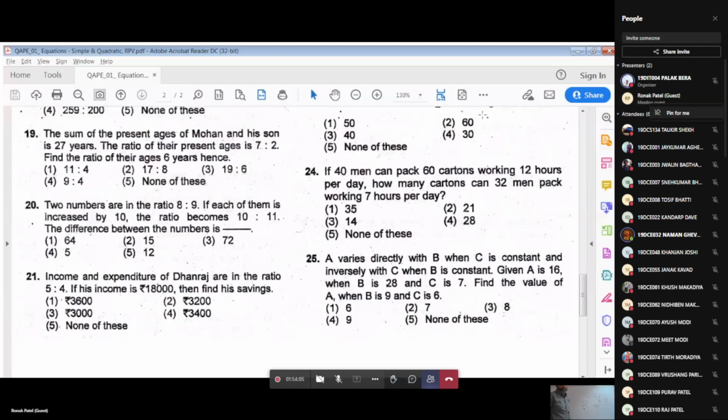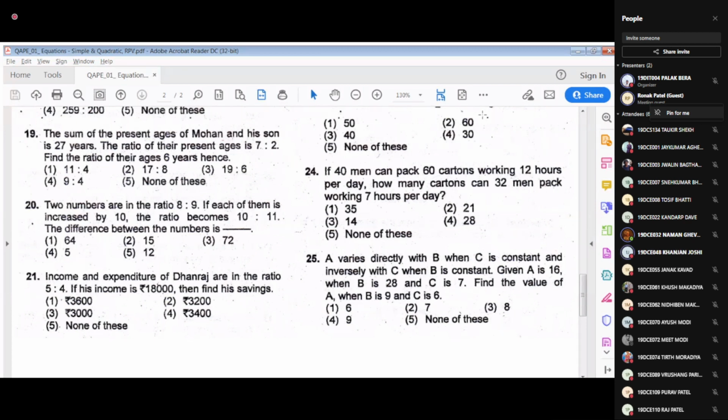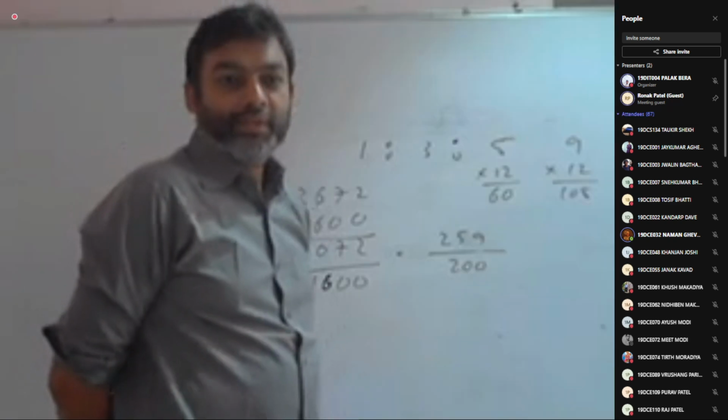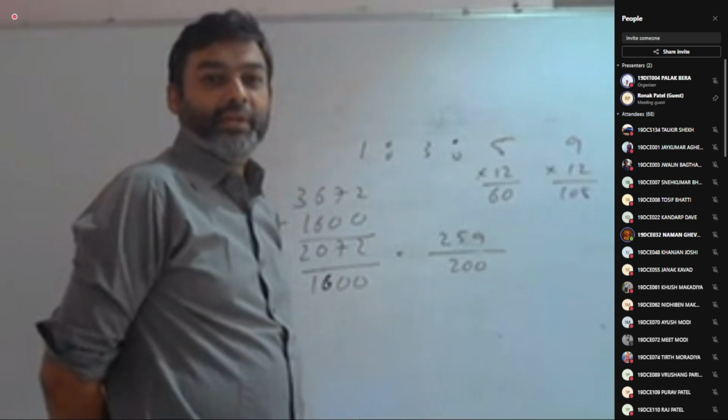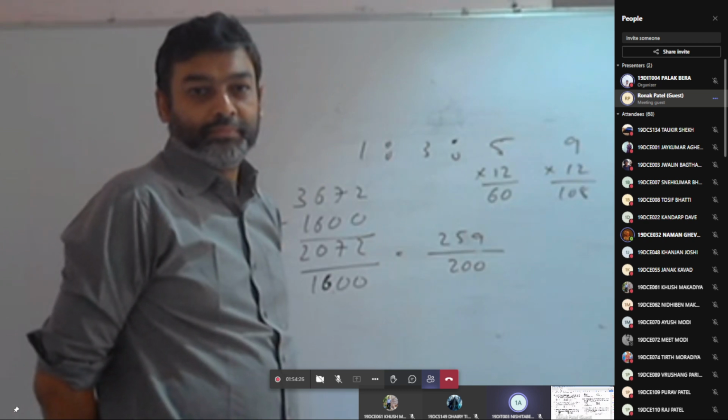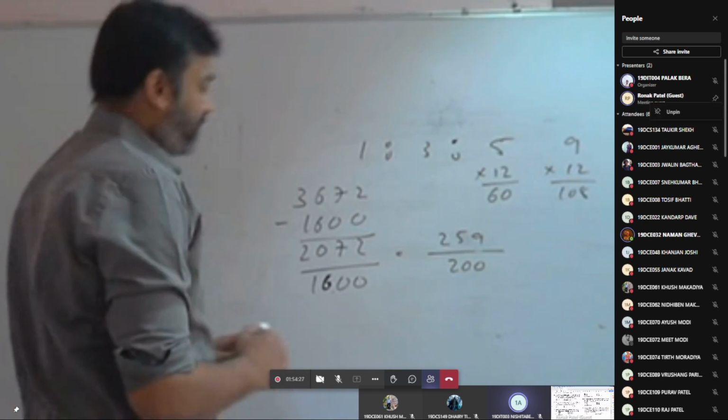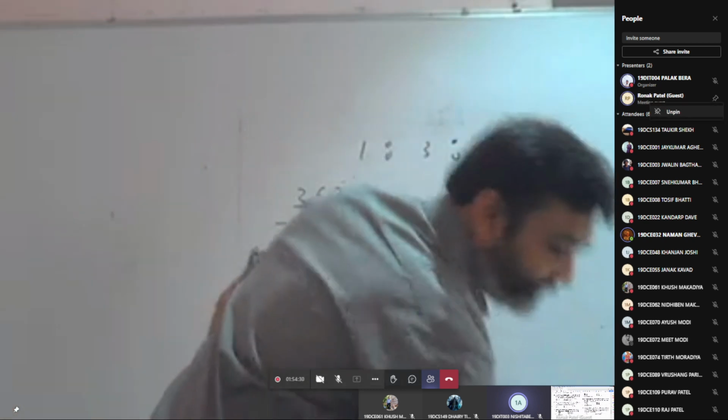9 is to 4. The sum of the present ages of Mohan and his son is 27. The ratio of the present ages is 7 is to 2. So hope you understand the total given: Mohan and his son 27. 7 plus 2 is 9. So 3s are what you should do. I'll do it here.